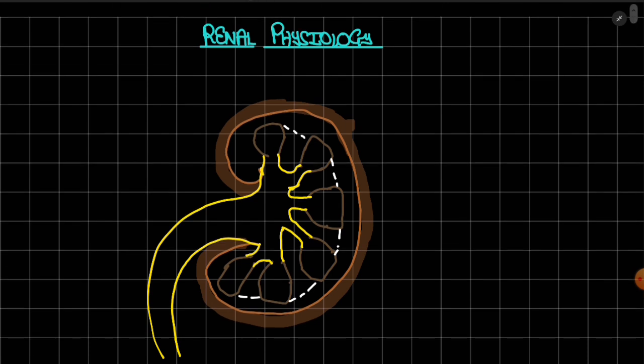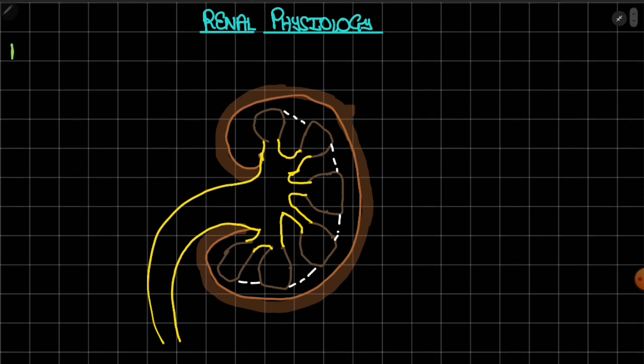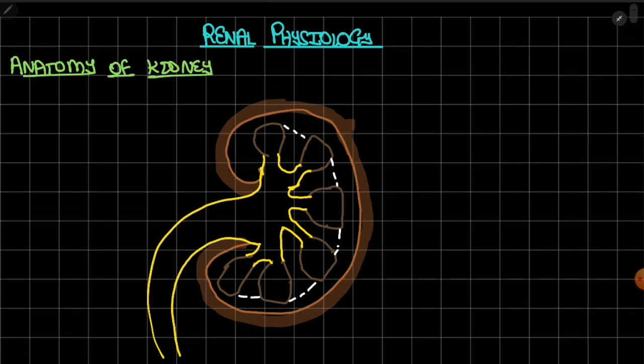We are in the first lecture of our renal physiology. Basically, the first lecture we will start with the basic anatomy of the kidney. The physiological anatomy, to be more specific. So, the anatomy of the kidney.